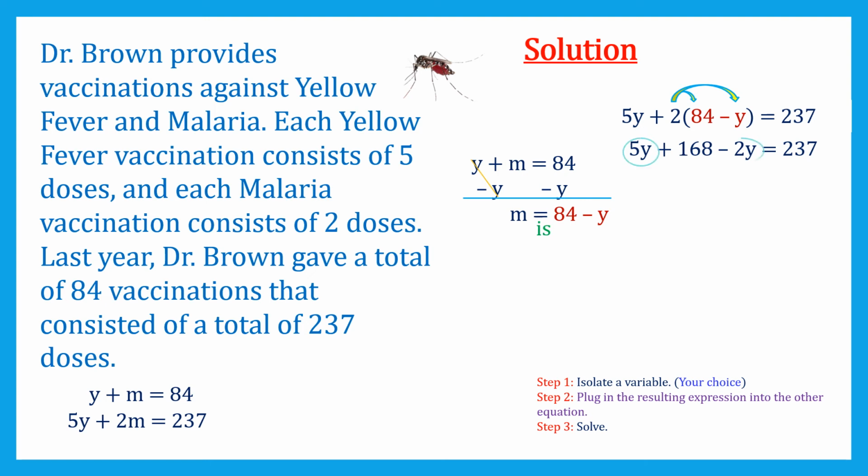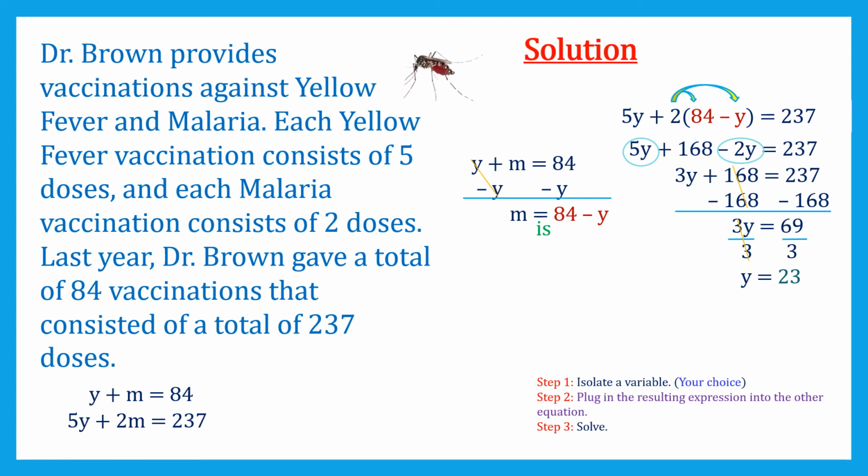I'm going to combine like terms. So 5Y minus 2Y is 3Y plus 168 equals 237. I want to move the 168. The opposite is to subtract. So I'm going to subtract 168 from both sides. 3Y is equal to 69. To get rid of the coefficient of 3, I'm going to divide both sides by 3. Therefore, Y is equal to 23.